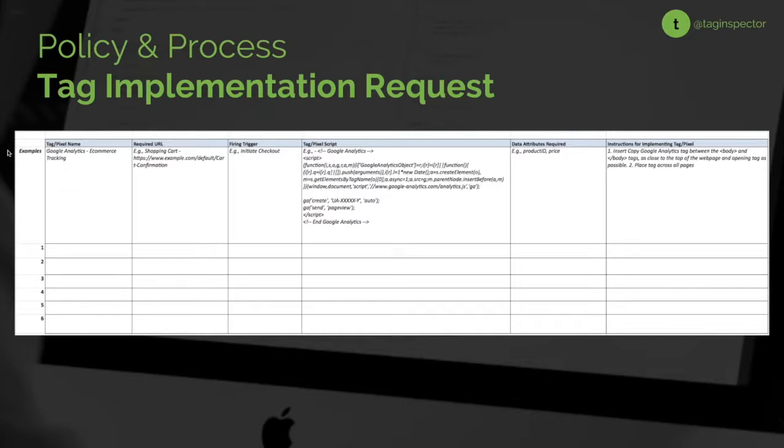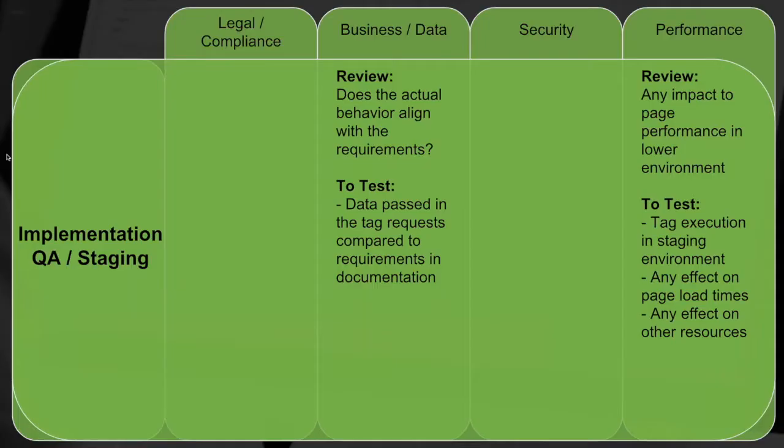And that's really going to make up the documentation piece of that tag governance policy. So we get those approvals, everything's vetted, we've got it into the tag implementation request doc. At that point, it goes into being implemented within a QA environment or a staging environment. Nothing really here for legal and compliance or security, nothing that they're really looking at here. They've already done their vetting, they've already given their approval.